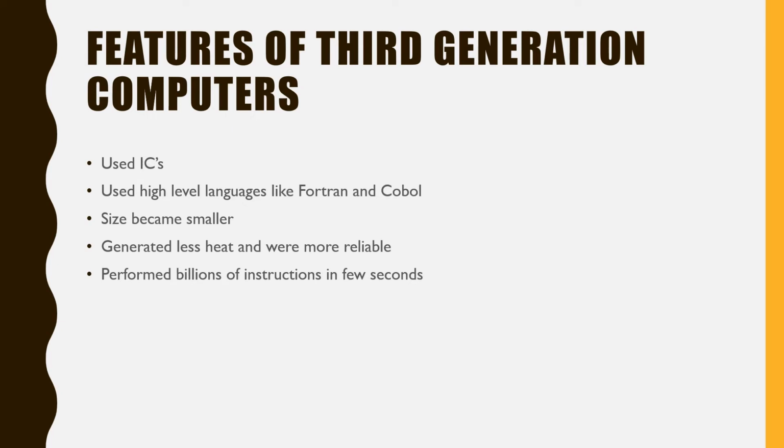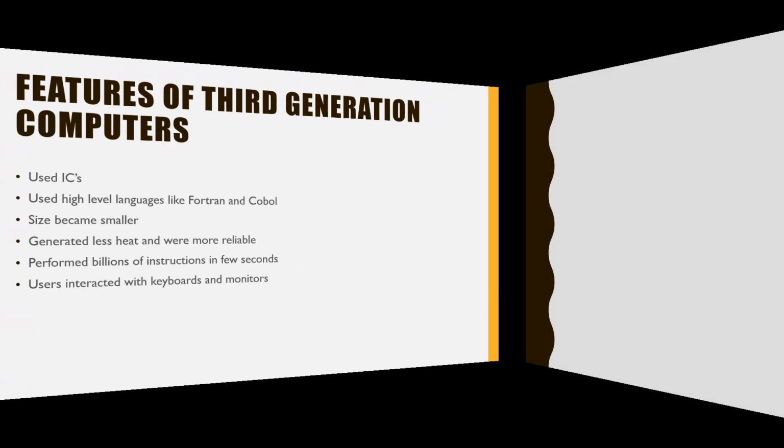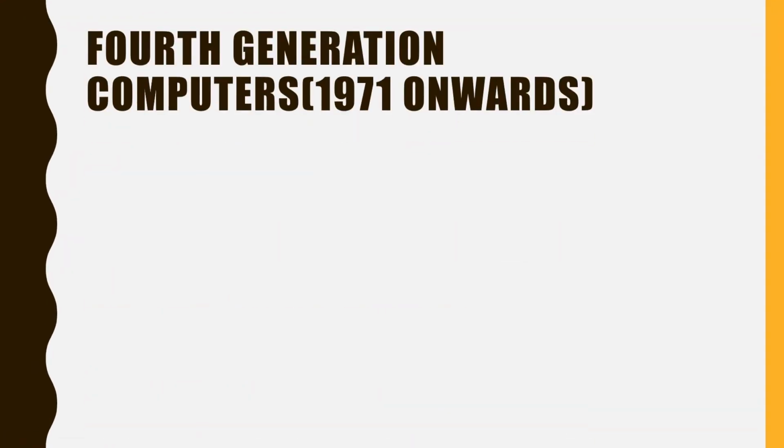And the next point is regarding the instructions. It can perform billions of instructions in a few seconds, and only during this period we started interaction with keyboards and monitors. And IBM 360, ICL 1900, CDC, etc. are the examples of third generation computers.